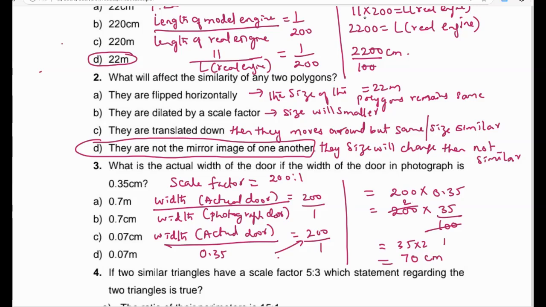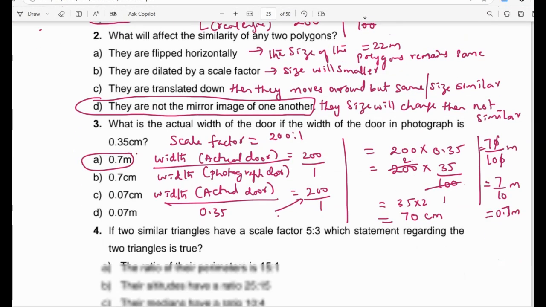So now 70 centimeter we want to convert into meter. So we'll just convert it into meter. So it will be 70 divided by 100 meter. We are converting into meter. So 0 and 0 cancel. 7 by 10 meter is nothing but 0.7 meter. So the answer is 0.7 meters. Moving on to the next question we have.